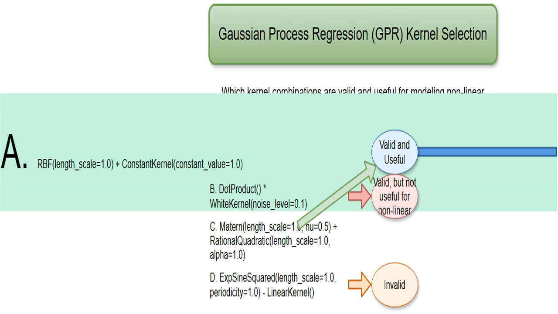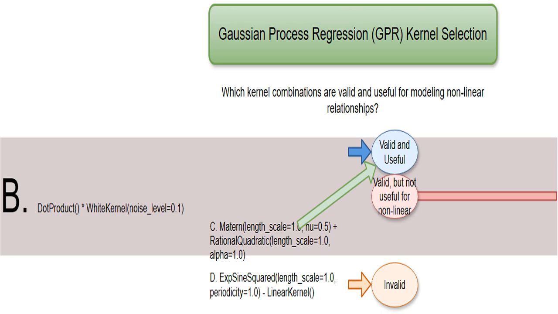We'll explore several options to see which work best. Here, I'm combining a radial basis function, RBF, kernel, which is great for nonlinear relationships, with a constant kernel, adding a constant offset. It's a common and effective combination. I think this is a valid and useful approach.